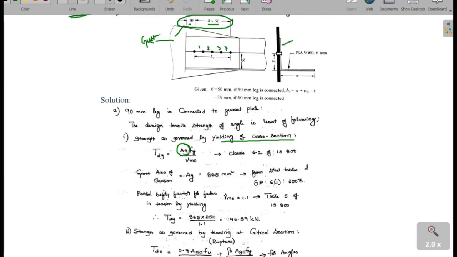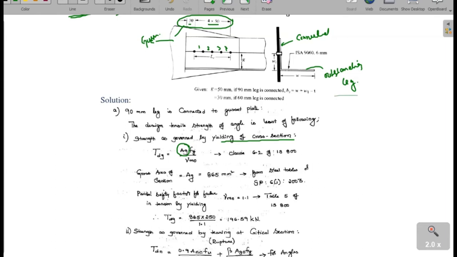So see here, this leg which is connected is called the connected leg, and this is the outstanding leg. Okay, so let's see this now.